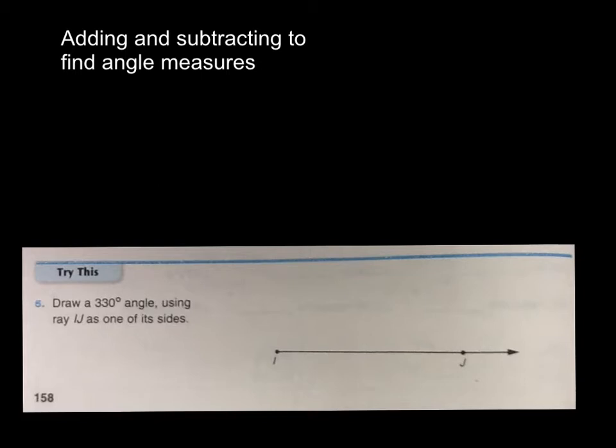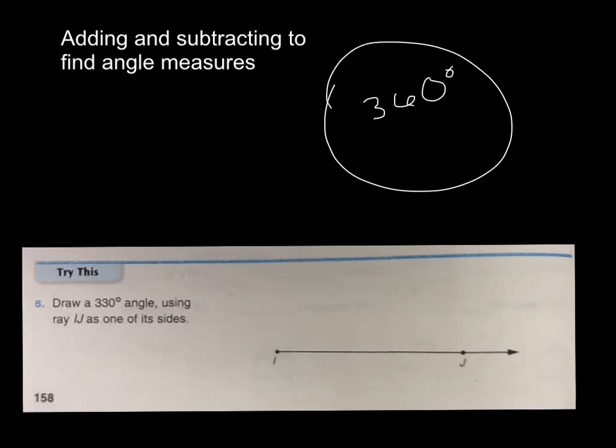The final thing we can do to find the angle measure is we can add and subtract. So for example, try to draw a 330 degree angle using ray IJ as one of its sides. Well, here's ray IJ, and we know 330, usually we'd have to use a full circle protractor. But we also know having an angle that goes all the way around, that would be 360 degrees. So a full circle is 360. If we subtract 330, we're left with 30 degrees.